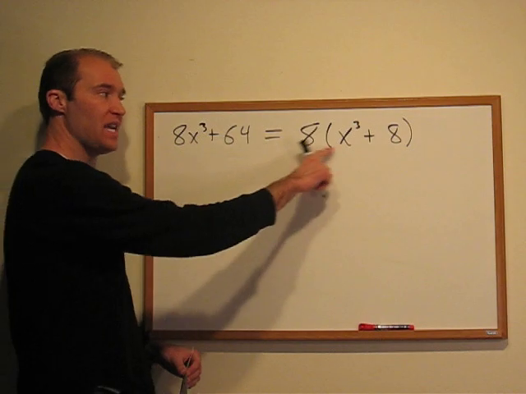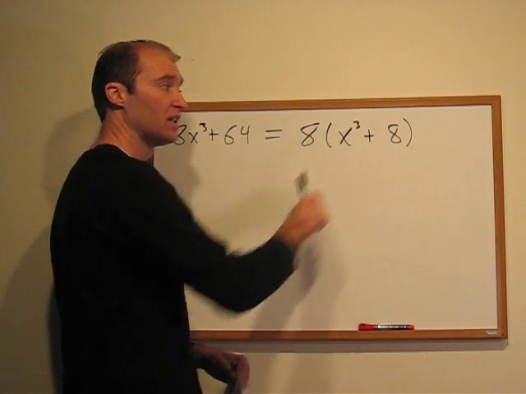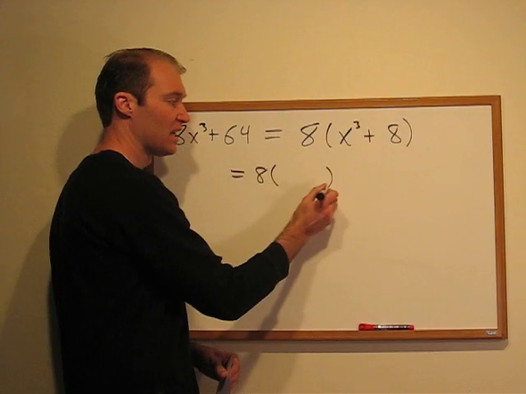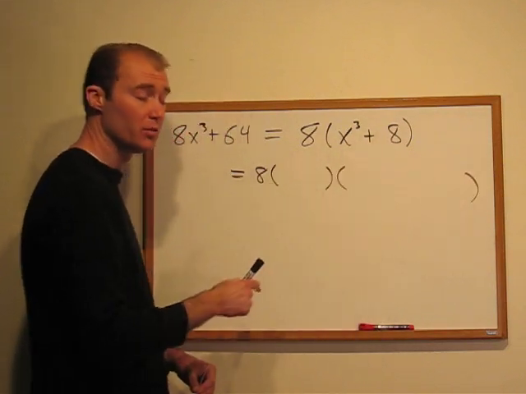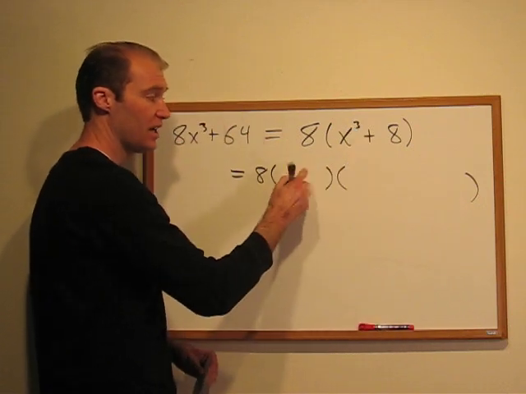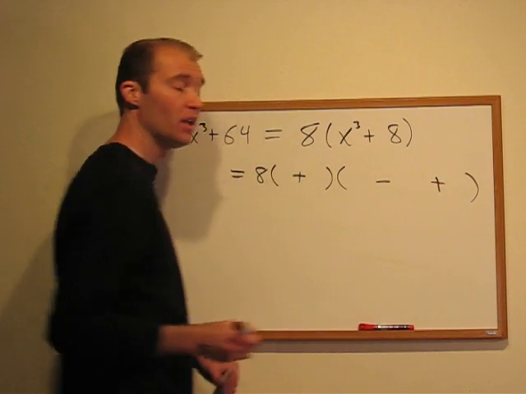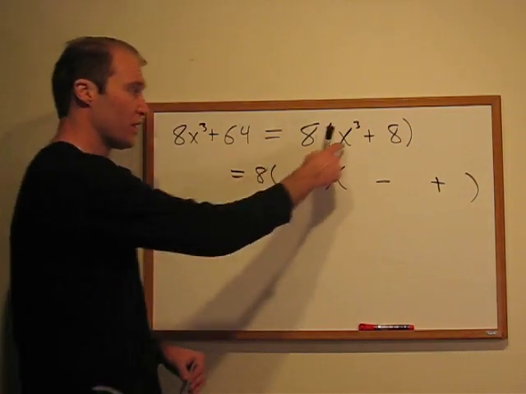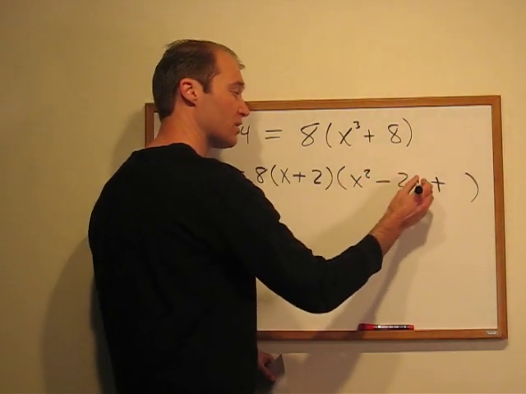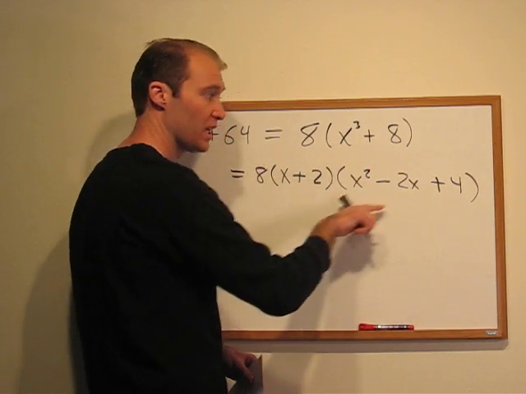And then I'm going to be left with 8 times x cubed plus 8. Now this is a sum of two cubes. We're going to go ahead and keep the 8. And then this sum of cubes breaks down into a binomial times a trinomial. Now, these signs have to be the same. These signs opposite. And finally, always positive. So this breaks down into x plus 2, and then x squared minus 2x plus 4. Descending powers of x, and ascending powers of 4.